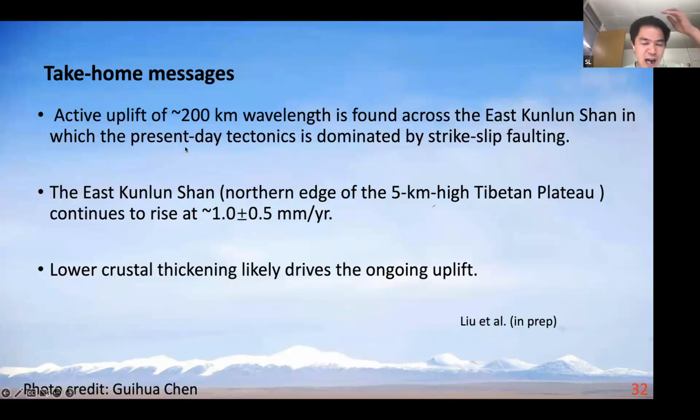So here are the take-home messages. We found the active uplift of about 200 kilometers wavelength across the eastern Qilian Mountain. And here the present-day tectonics is dominated by strike slip faults. After considering all the impact from surface processes, we found the eastern Qilian Mountain continues to rise at about 1 millimeter per year. Here's the uncertainty. And lower crust thickening likely drives the ongoing uplift. So that finishes the second one.